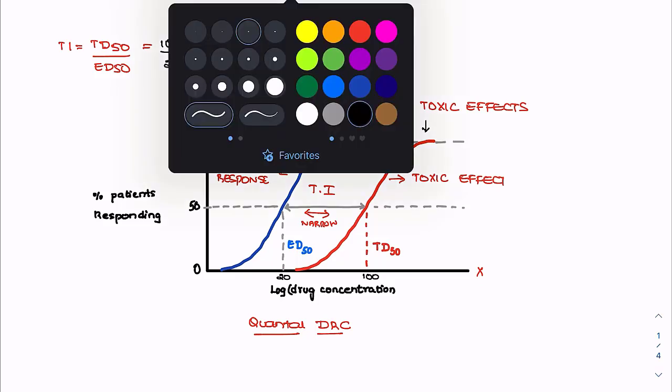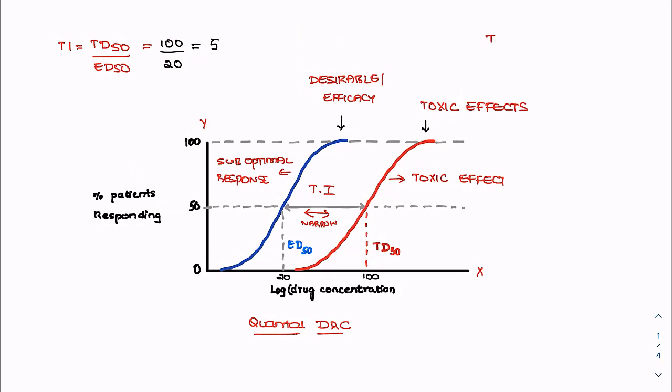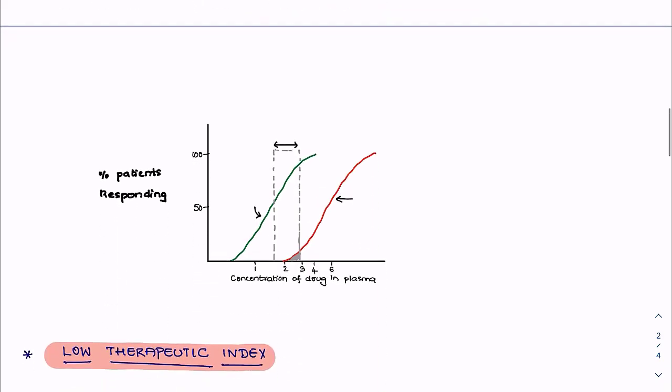They say that if the therapeutic index is less than 2, please remember, you need to go for therapeutic drug monitoring because this is a narrow therapeutic index. So these kinds of drugs will have a narrow therapeutic index. Is that clear? Okay, fine. We'll move on to the next graph.